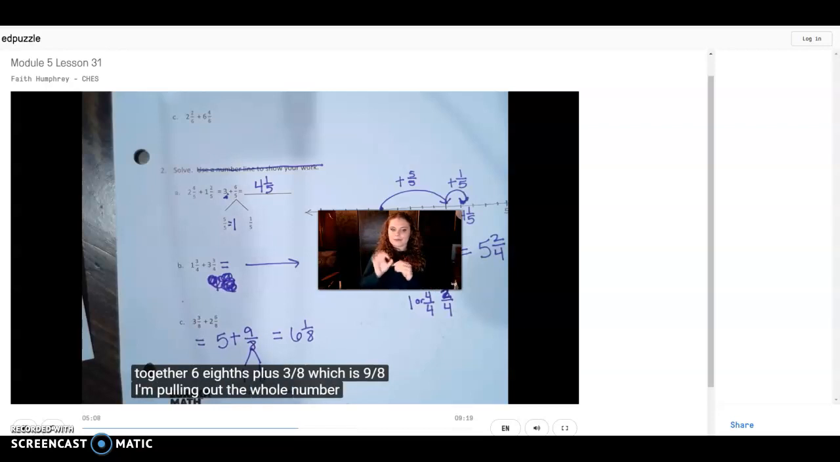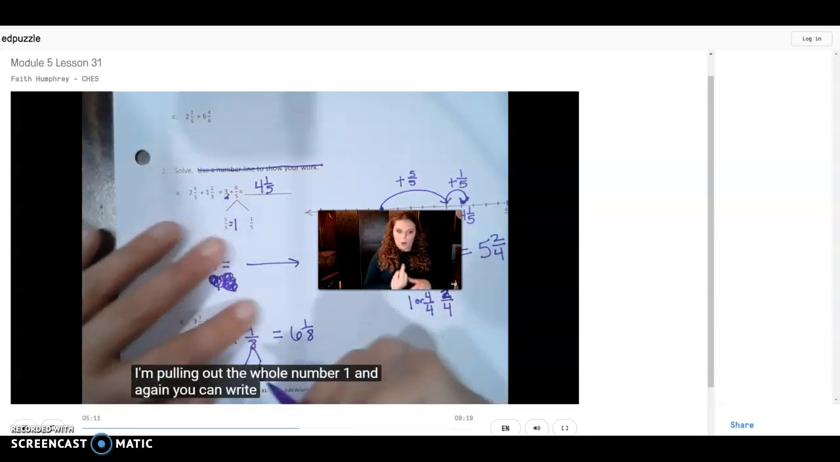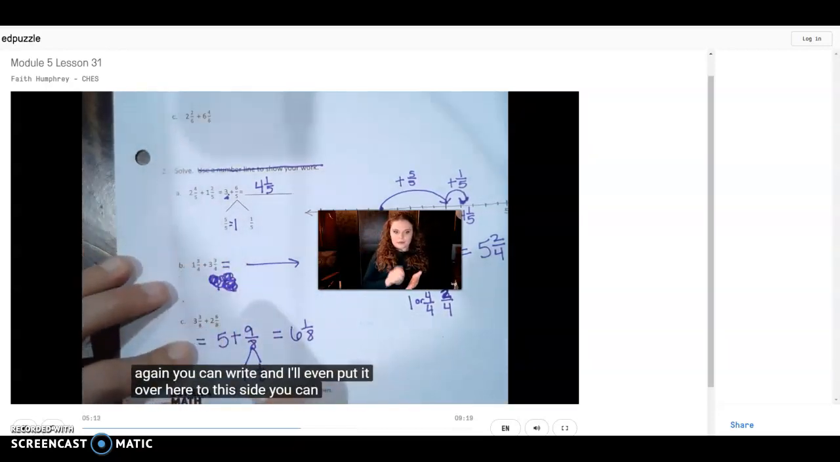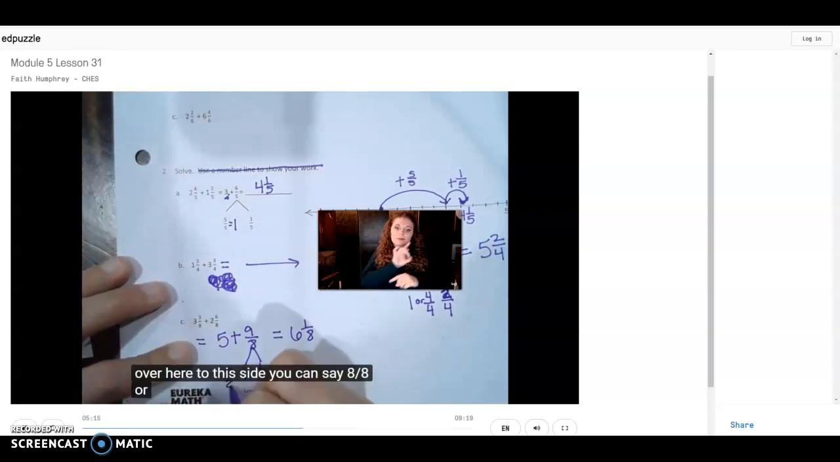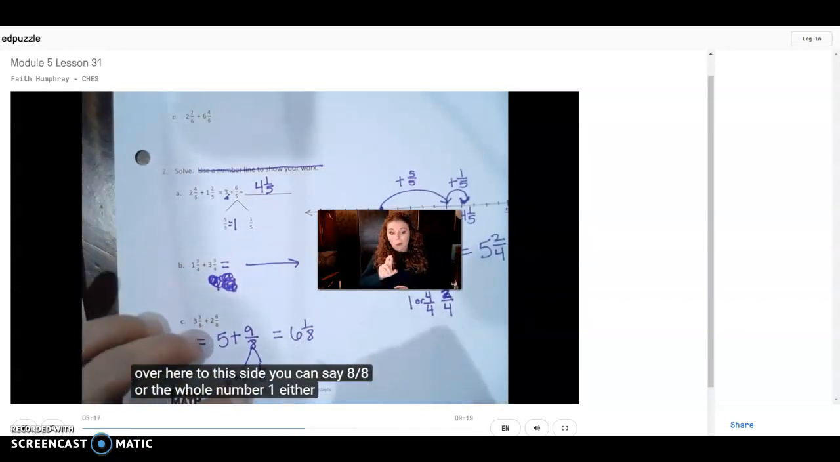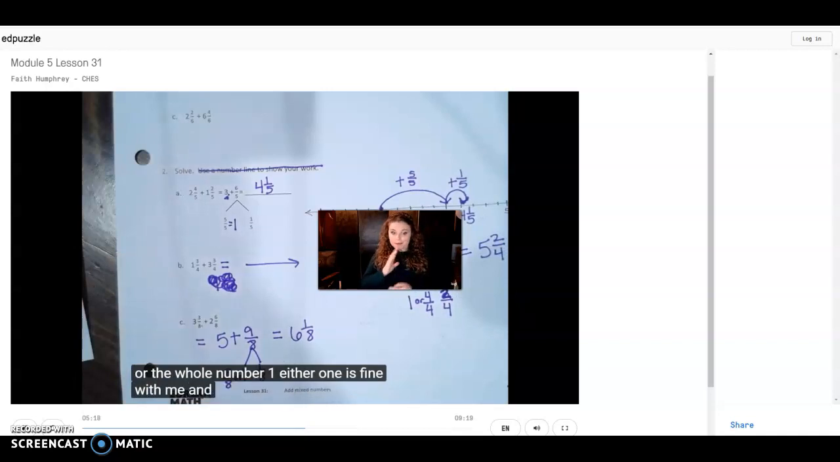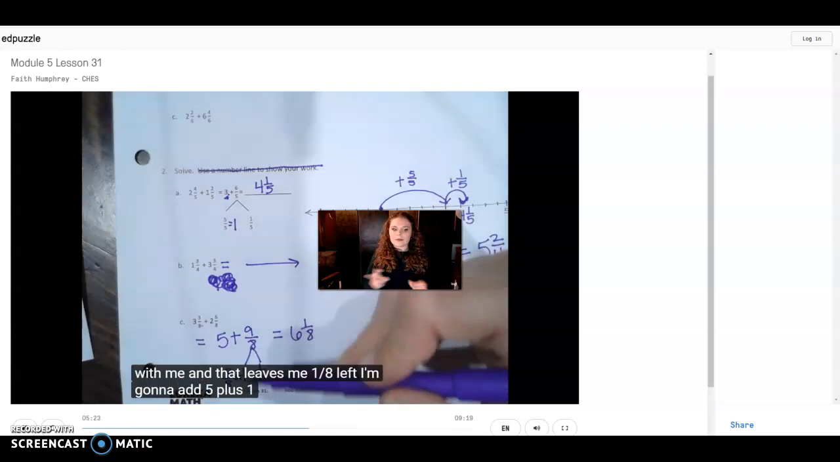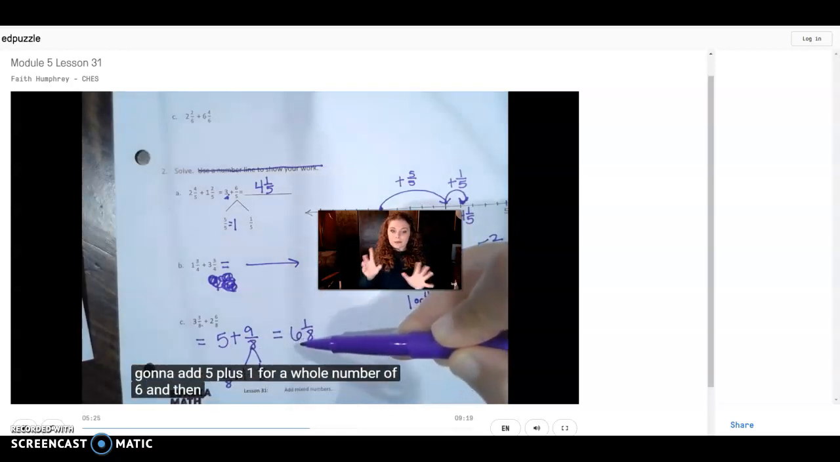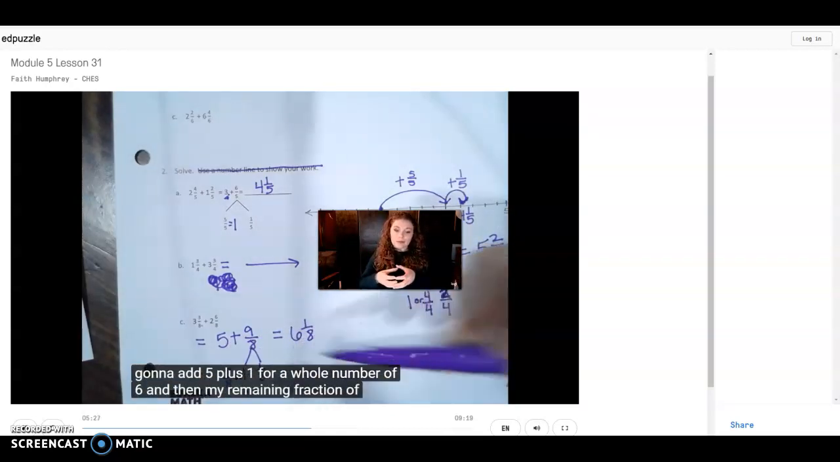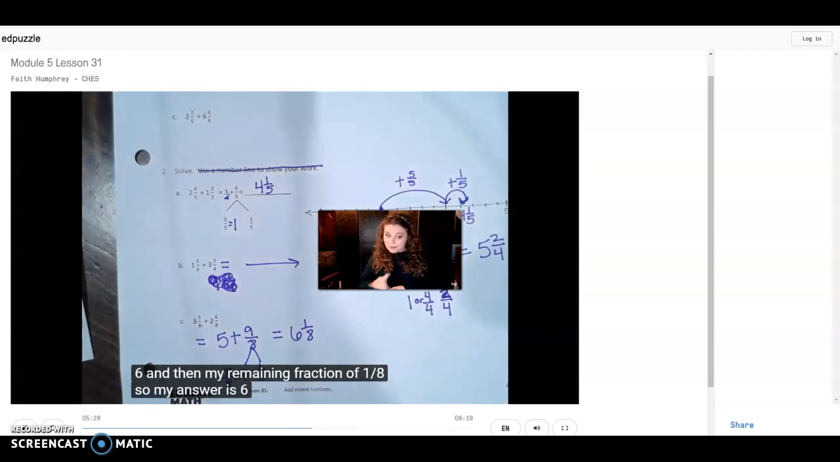I'm pulling out the whole number 1, and again, you can write, and I'll even put it over here to the side, you can say 8/8 or the whole number 1. Either one is fine with me. And that leaves me 1/8 left. I'm going to add 5 plus 1 for a whole number of 6, and then my remaining fraction of 1/8. So my answer is 6 1/8.